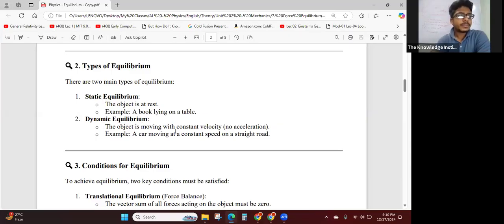Okay, so when a car is moving at constant speed, the driving force will be equal to the drag forces. Therefore the resultant force will be zero. It will move at constant speed. So there are two types, or states, of equilibrium. One is static equilibrium, where the object remains stationary, and the other is dynamic equilibrium, where the object moves at constant velocity. Okay.